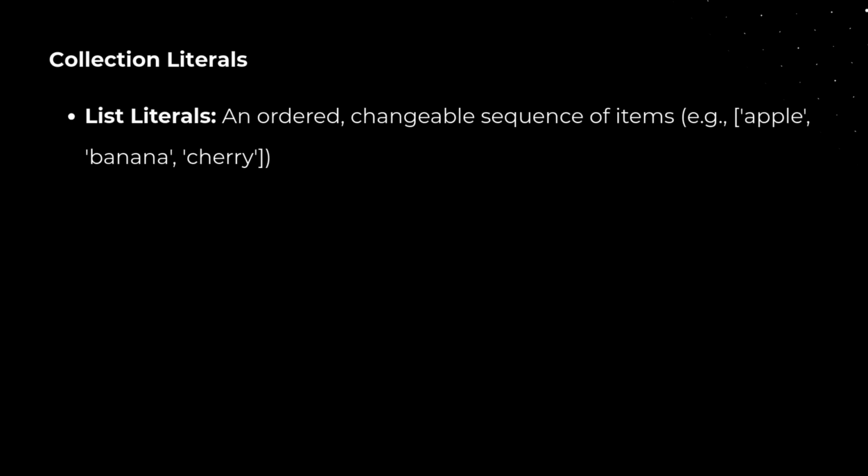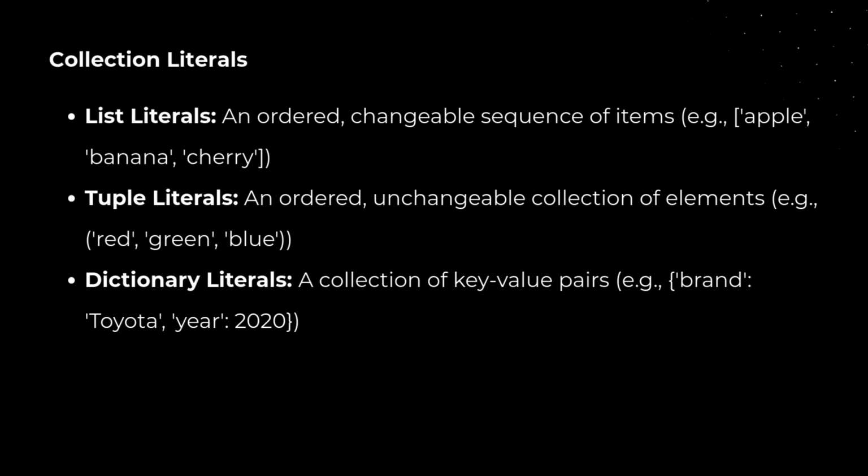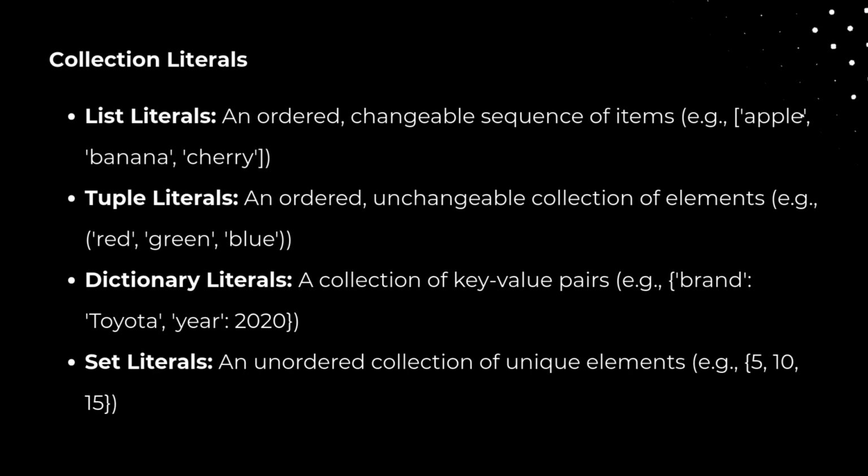Fourth one is collection literals. Collection literals are used to represent groups of related values. Python supports several types of collection literals. List literals: an ordered, changeable sequence of items, for example apple, banana, cherry. Tuple literals: an ordered, unchangeable collection of elements. Example: red, green, blue. Dictionary literals: a collection of key value pairs. For example, brand Toyota, year 2020. Set literals: an unordered collection of unique elements. For example, 5, 10, 15.